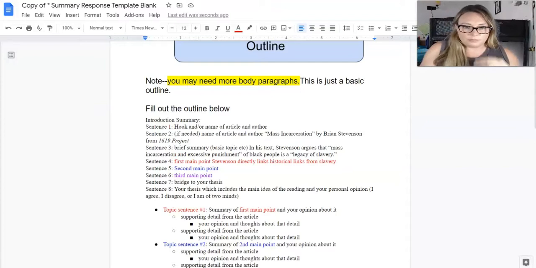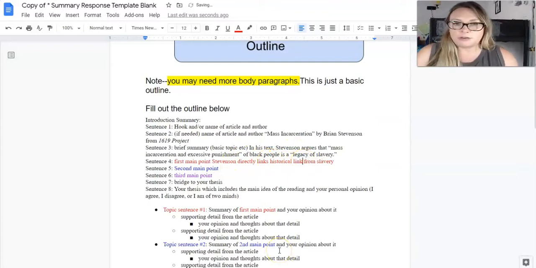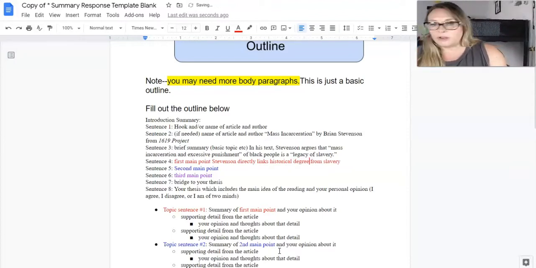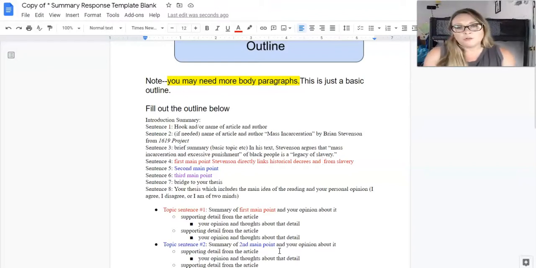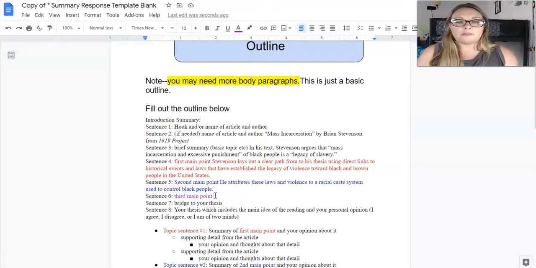So I kind of rewrote here. Stevenson directly links historical decrees and, he says, Stevenson.